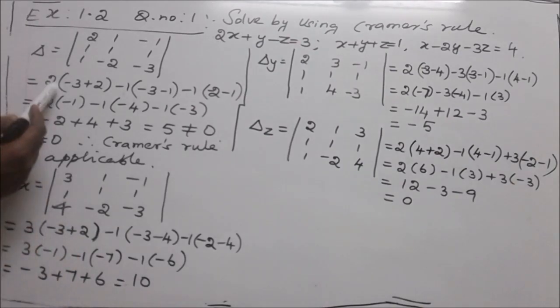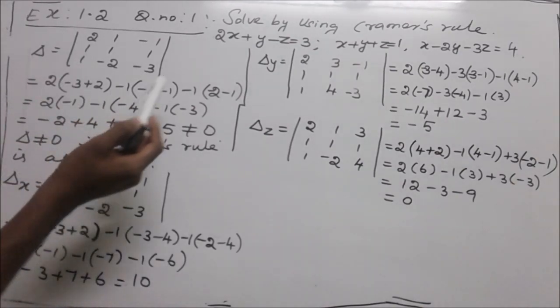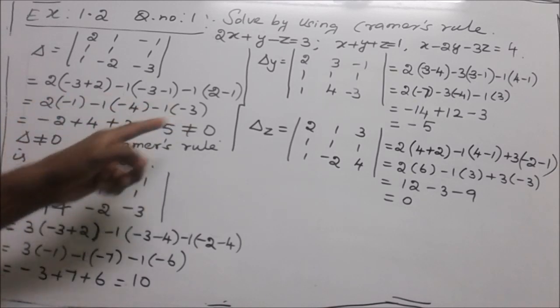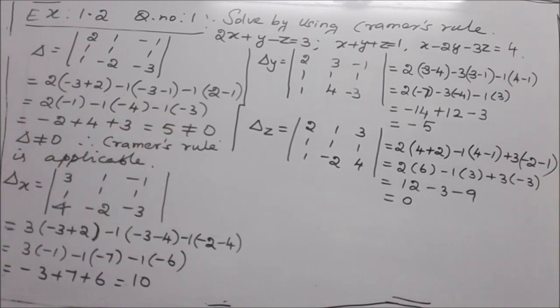Simplifying, we have 2 into minus 1, minus 1 into minus 4, minus 1 into minus 3. Multiplying, minus 2 plus 4 plus 3, which will be equal to 5, not equal to 0. Therefore, Cramer's rule is applicable. Then the next move is to find delta x.